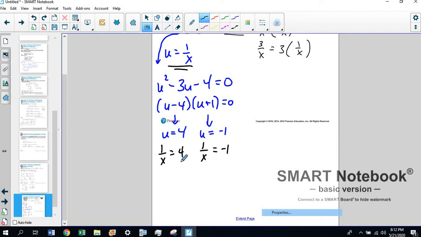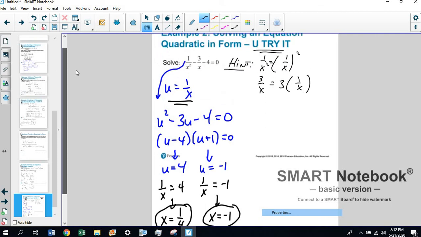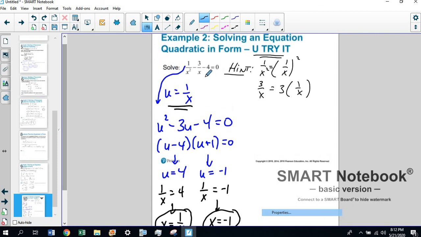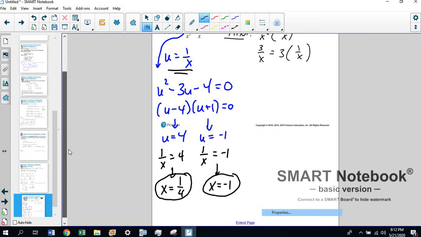If you kind of cross multiply here, think of this as 4 over 1 and cross multiply and solve, you'll end up with x equals 1 over 4. Here you end up with x equals negative 1. So again, there's a little bit more work to do. 2 answers. Okay, this is not a polynomial even, right? This is not a polynomial because the x's are in the bottom. But the process still works because it's in quadratic form.